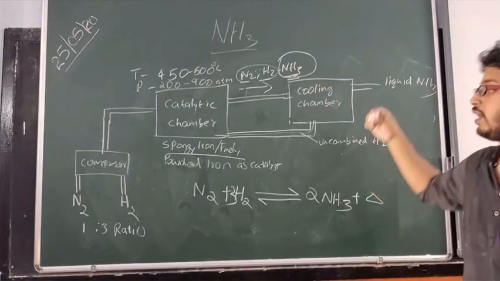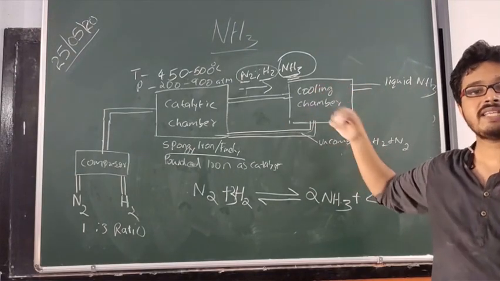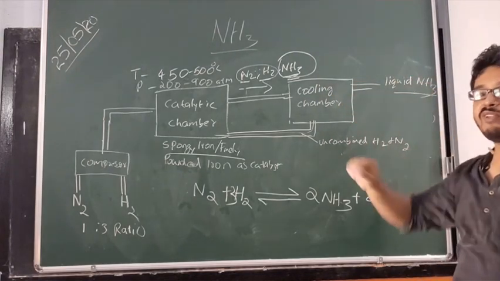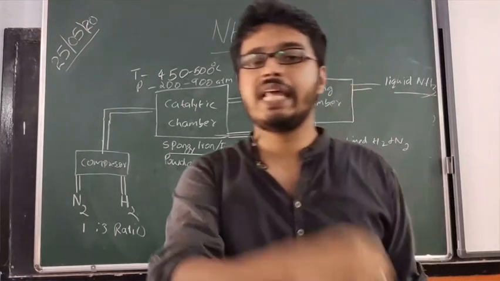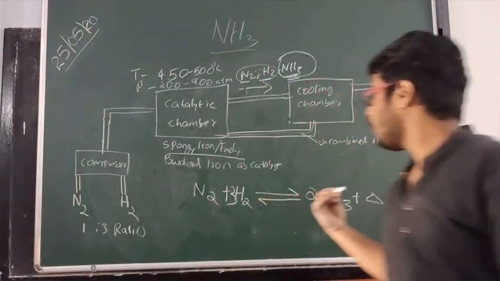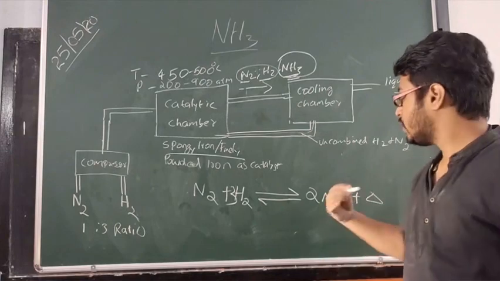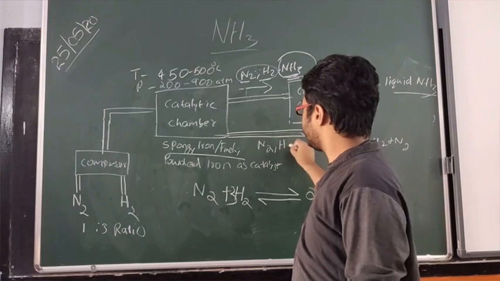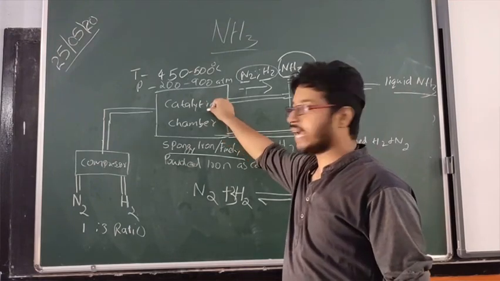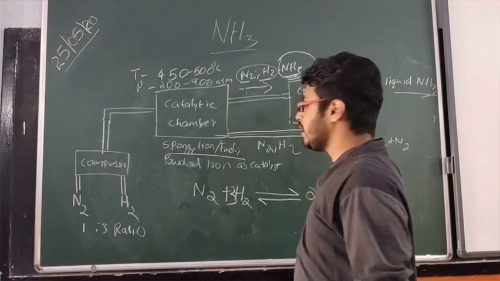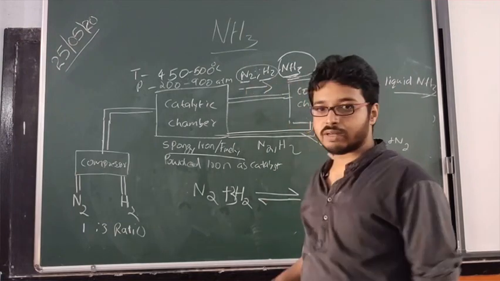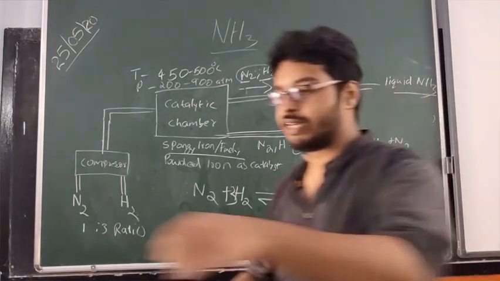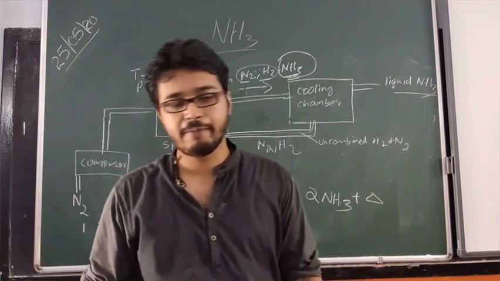Just now I told you, out of these three gases, only one is easily liquefiable, that is ammonia. So the liquid part will be liquid ammonia, or ammonia in the liquid state. Okay, this is how we prepare ammonia in the industry. Whatever is left over, that is N2 and H2, will be transferred back into the catalytic chamber after the reaction takes place. This process is called the Haber process.